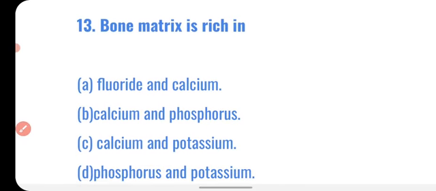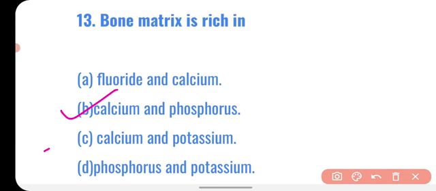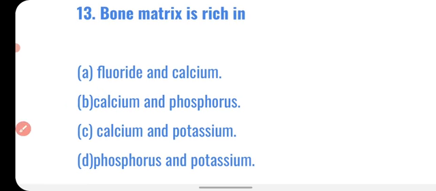Question number 3. Bone matrix is rich in the bone. The matrix is very hard, which is due to the presence of calcium and phosphorus. These two minerals make the matrix of bone so hard. So the correct option is calcium and phosphorus.